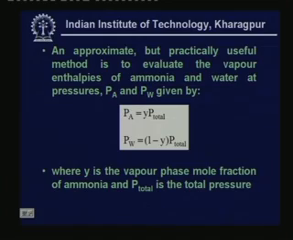If ammonia and water vapor behave as ideal gas, you will find that Y into P total is nothing but the partial pressure of ammonia in the mixture. Similarly, 1 minus Y into P total is the partial pressure of water vapor in the mixture, but you will find that most of the times the mixture deviates from ideal gas mixtures. So, Y into P total and 1 minus Y into P total do not give partial pressures.